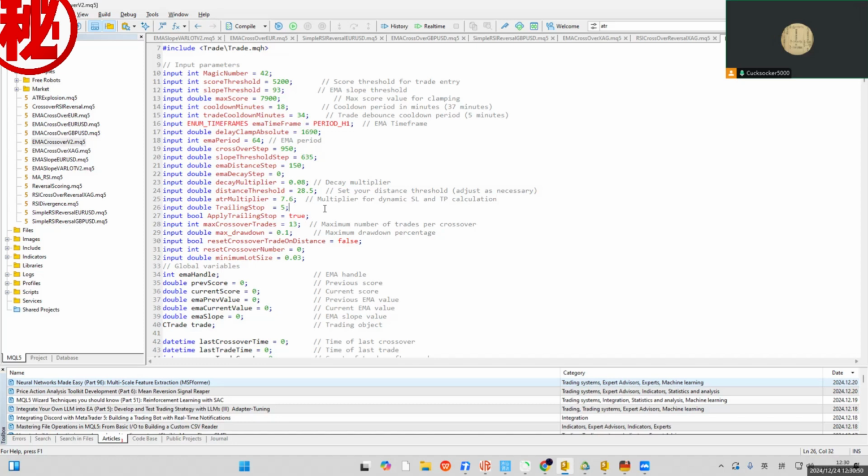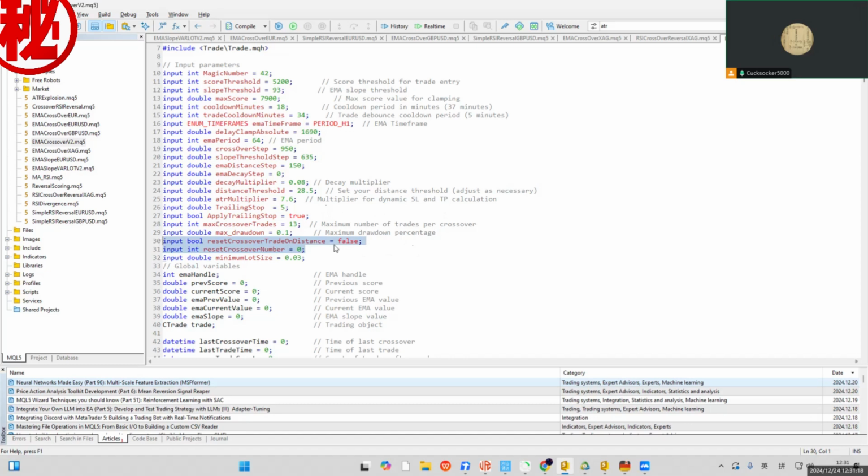You exit on loss when the EMA crossover is reached. You have a limit on the max number of trades per crossover, which is 13 here, and maximum drawdown is used to determine your lot size. Reset crossover trade on distance is false.